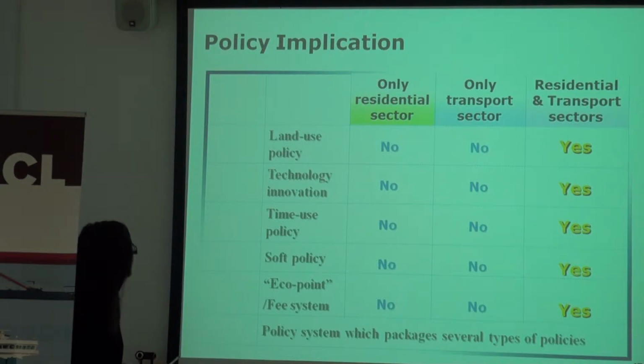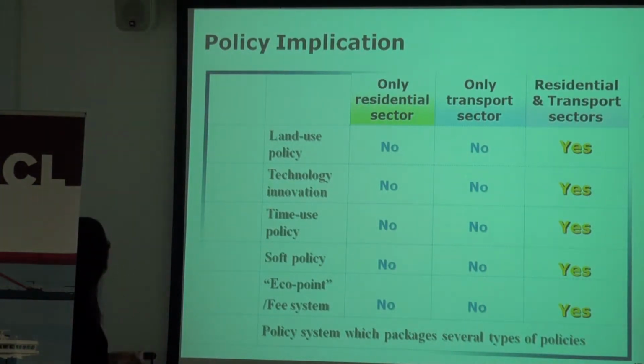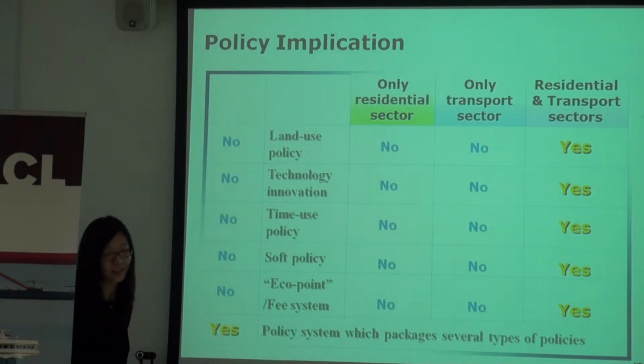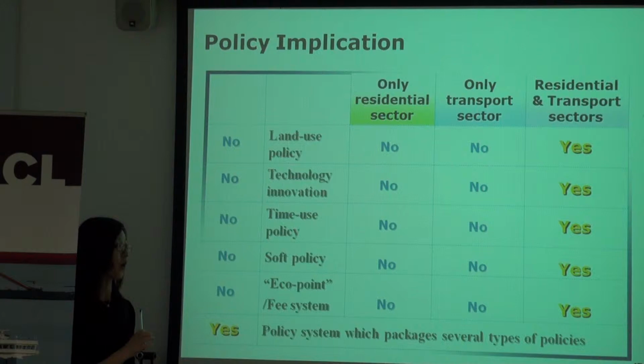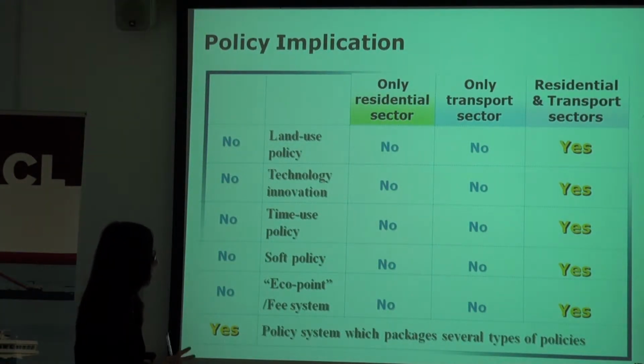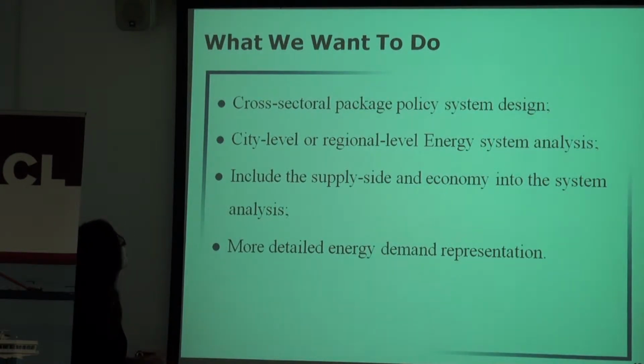And also, we think that because none of these policies is enough to achieve the target, a policy system which packages several types of policies should be developed. In other words, the collaboration of multidisciplinary analysis is needed, like engineering, economy, psychological, sociological analysis. All are needed. So today's talk is finished here. Next step, we want to include the supply side and also economy into the system analysis, and also want to do a large-scale energy system analysis.